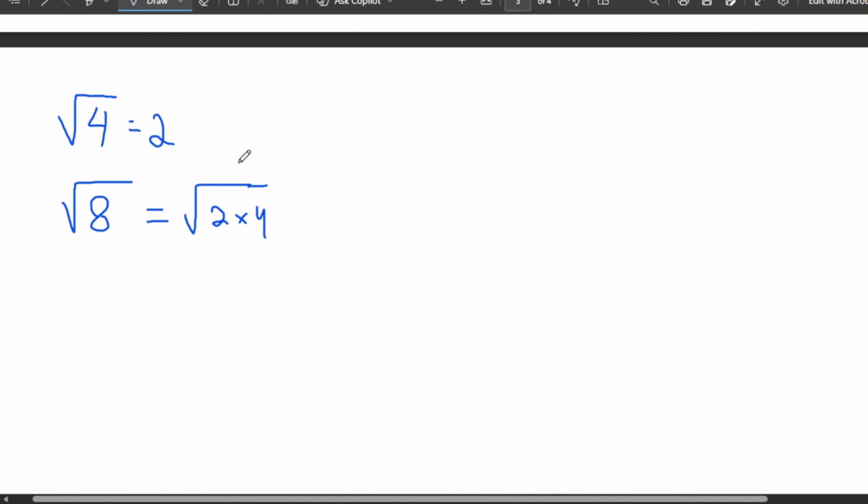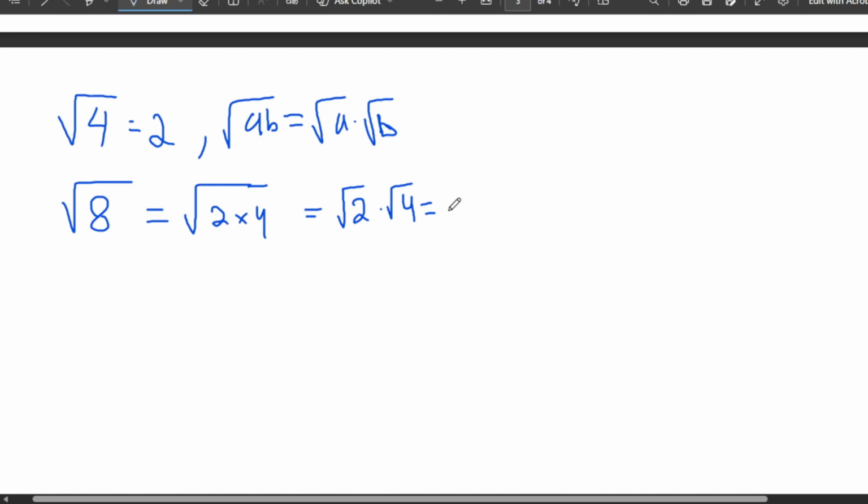And if you remember that the square root of a times b must be the square root of a times the square root of b, okay, that means this must be the square root of 2 times the square root of 4. That would be 2 root 2. Okay, so to simplify radicals, there must be non-perfect squares inside of the square root. The expression inside of the root is called a radicand.